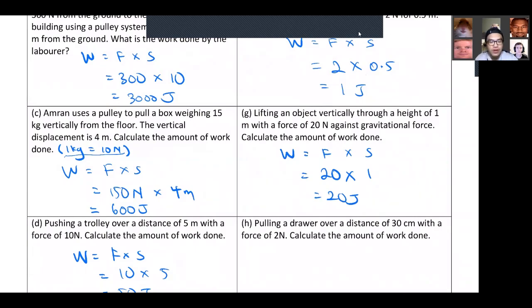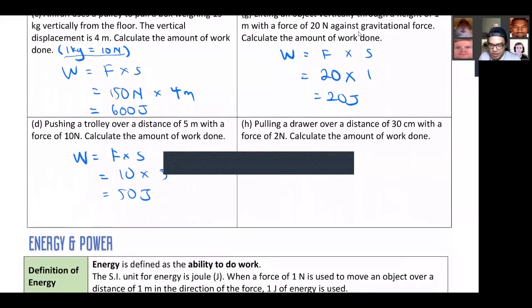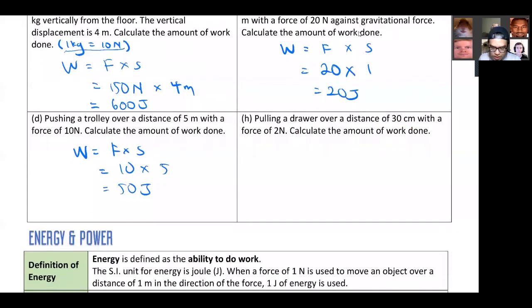Okay, so very simple. Next, let's continue. For H, pulling a drawer over a distance of 30 cm with a force of 2 Newton. Remember, please convert to meter first, so 0.3 meter. Force of 2 Newton. So work done equals force times displacement. Force is 2 Newton, displacement is 0.3, so you get 0.6 joule. Very simple.